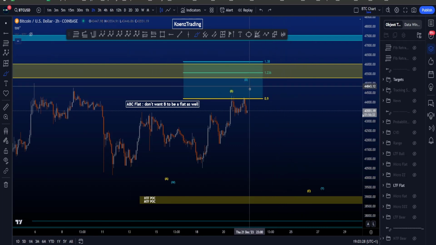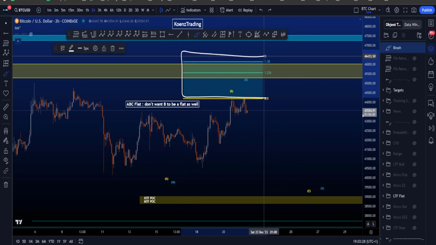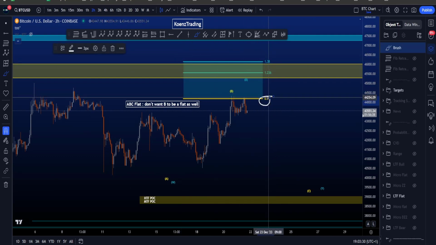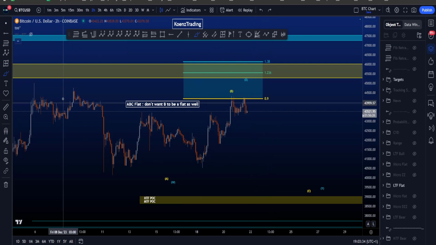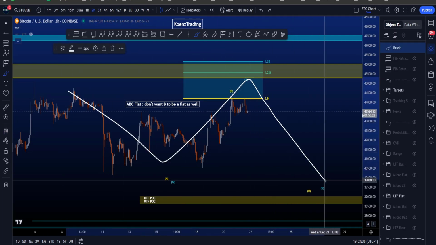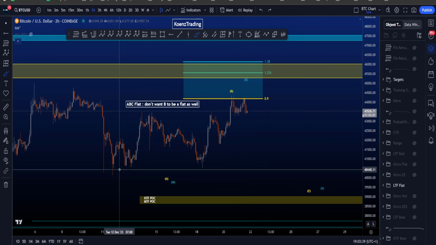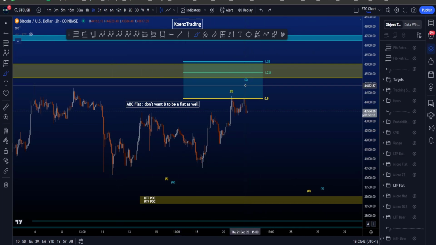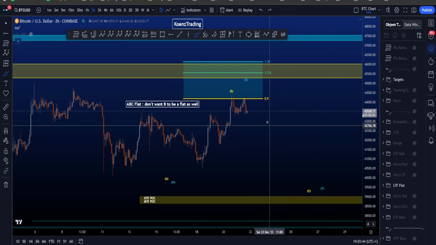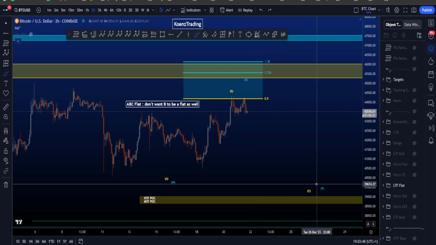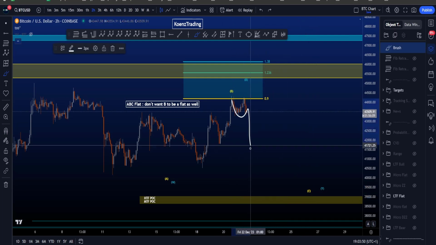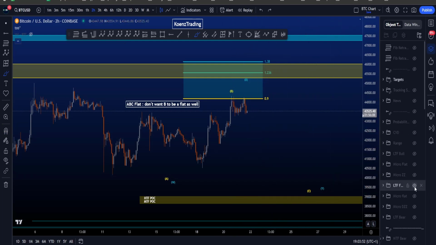And that is the reason why the target area over here, the blue box above the 0.9, is blue, because then we have to think about a potential W, X, and then a Y. Inside the WXY, it is no problem that X could be a flat over here, and then we're looking for a Y to the downside, which then again is either a flat, zigzag or a triangle, and for wave C we would be looking for an impulse to the downside.